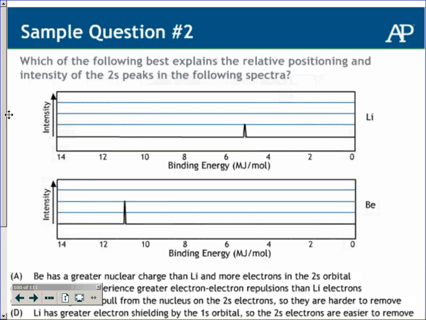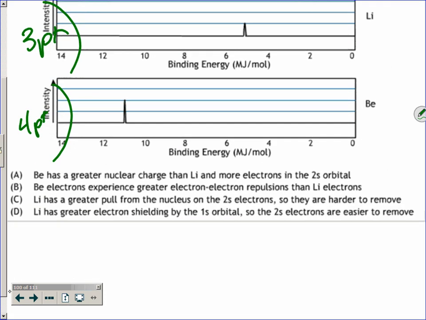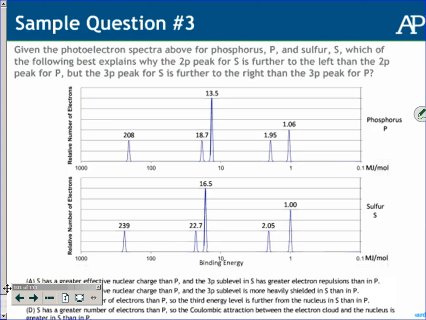So in this case, lithium has 3 protons and beryllium has 4 protons, right? So in both of these cases, you're just looking at the 2s sublevel. They're both equally distanced from the nucleus, theoretically, but lithium is lesser attraction than beryllium, so beryllium is more attraction, means that the greater nuclear charge will cause more binding energy to be relevant here. And then the more electrons in the 2s orbital just tells us the peak is bigger versus the lithium one. So it should be A. All right, most of us got there, okay?